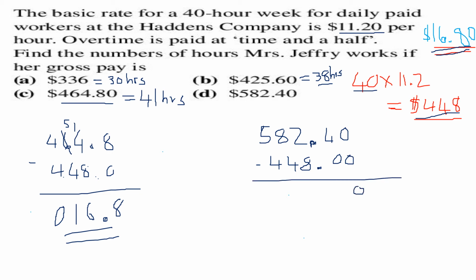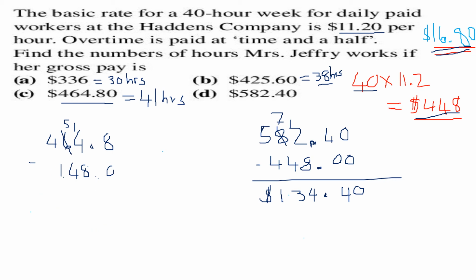So the 0 comes down, the 4 comes down, the point comes down. Here we have to do a little borrowing. So the 8 becomes 7 and the 2 becomes 12. And now we have 8 from 12, that will be 4. Here we have 3, 4 from 7, and here we have 1. Nice. So this week, she actually got $438 in extra. This is the amount of money she made in overtime.